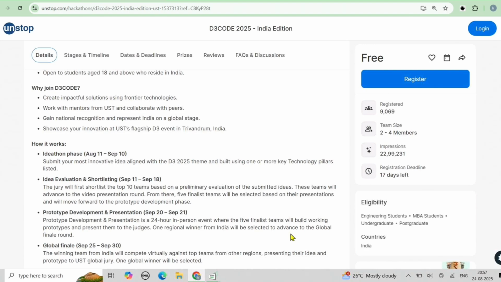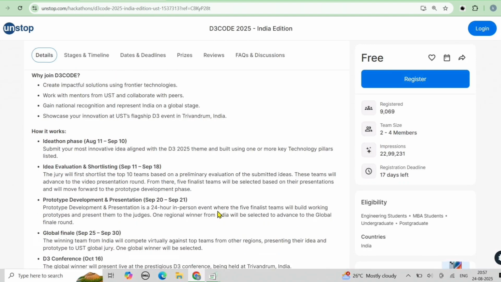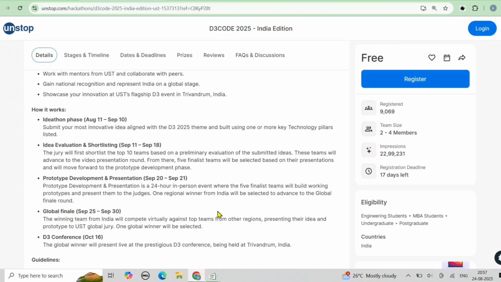This challenge is built around three technology pillars. First is AI, systems that collaborate, learn and make autonomous decisions. Second is quantum computing, exploring real-world applications of quantum technologies. The third pillar is data ecosystems, where you will be building scalable, secure and intelligent data infrastructures. Your idea can use one of these technologies or even more than one. You can just choose any one of them and go with it.